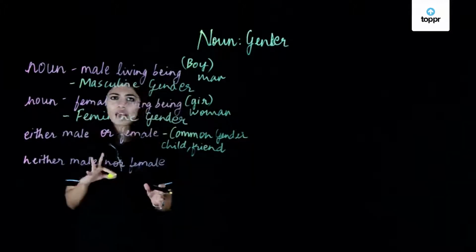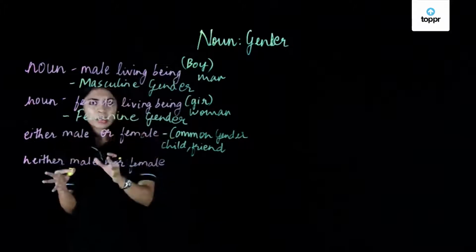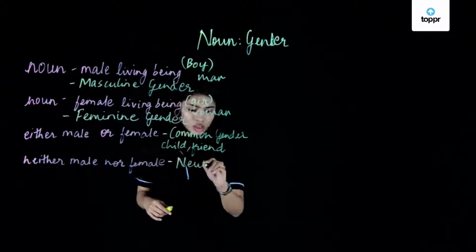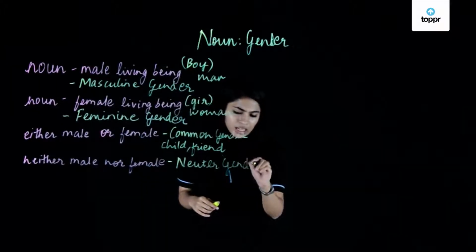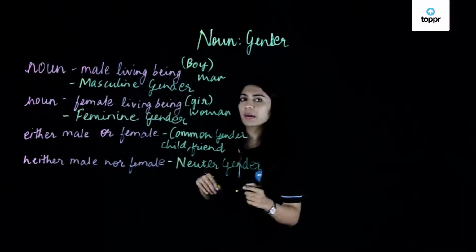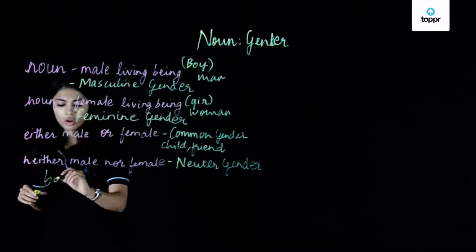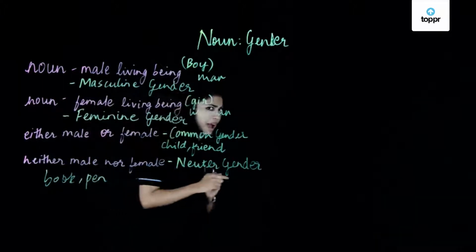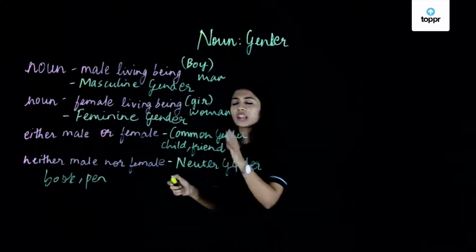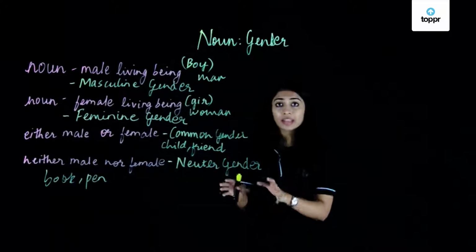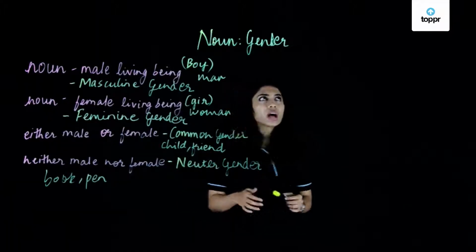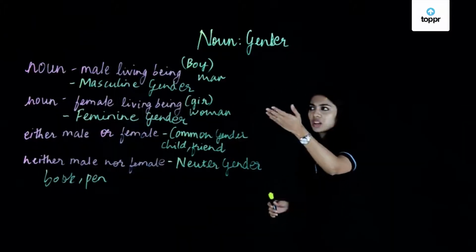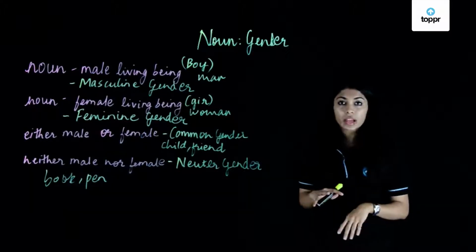And then we have nouns that denote neither male nor female, and these are known as neuter gender. They are basically things without life in them. For example, a book or a pen. Now, we cannot say if it's a man or a woman, and therefore they are neither male nor female, and that makes them the neuter gender. Now, we know what noun gender is: we have masculine gender, feminine gender, then we have common, and we have neuter.